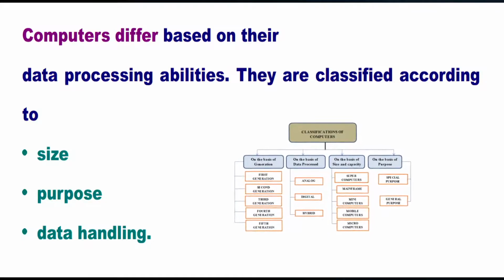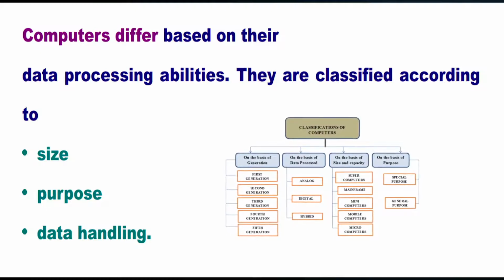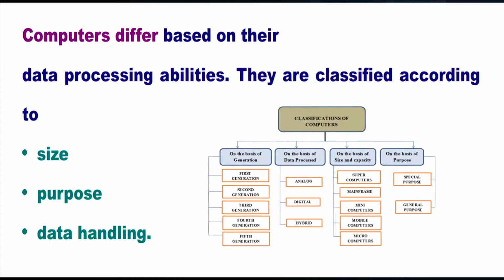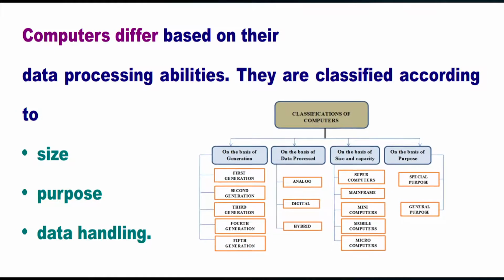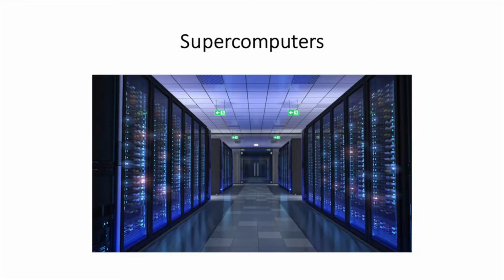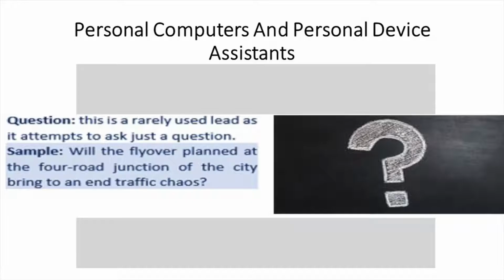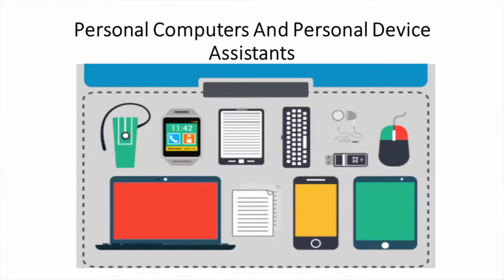Moreover, computers differ based on their data processing abilities. They are classified according to size, purpose and data handling. According to size, computers are classified into supercomputers, mainframes, mid-range computers, personal computers and personal digital assistants. We have already discussed them in our previous sessions.